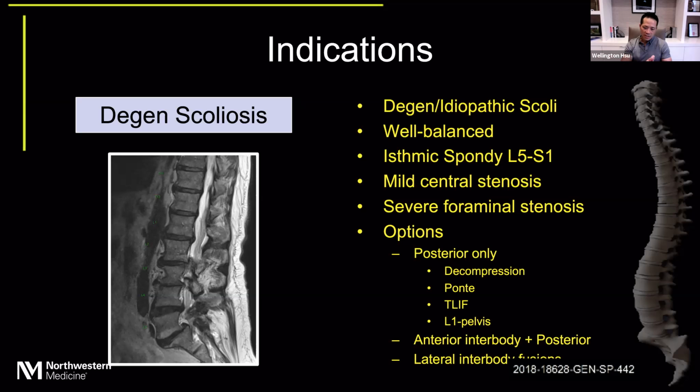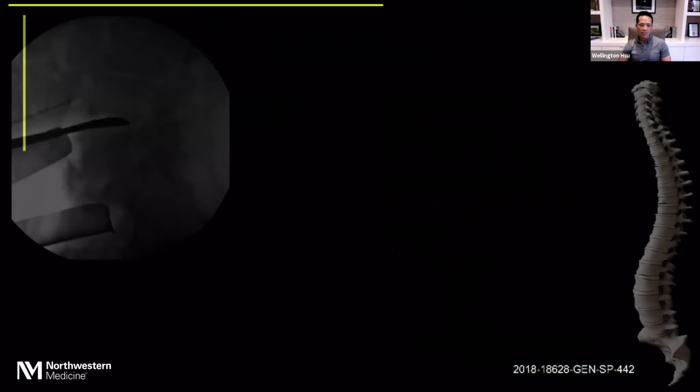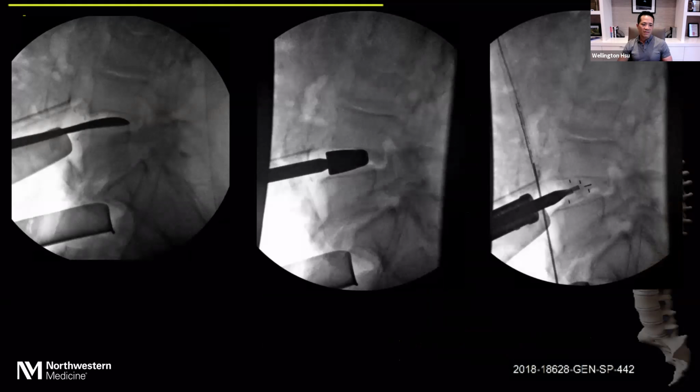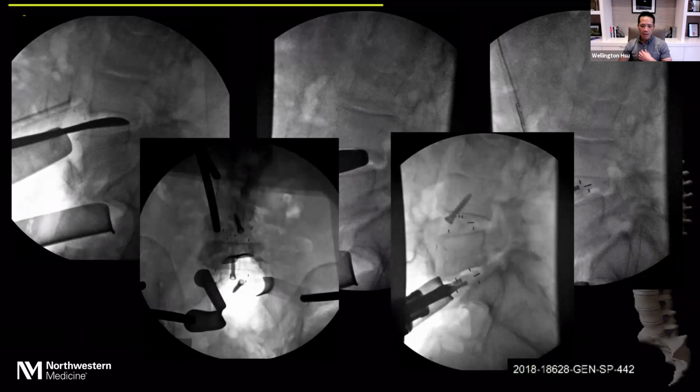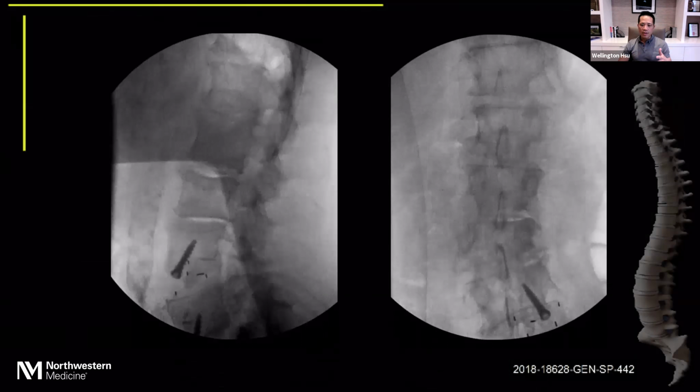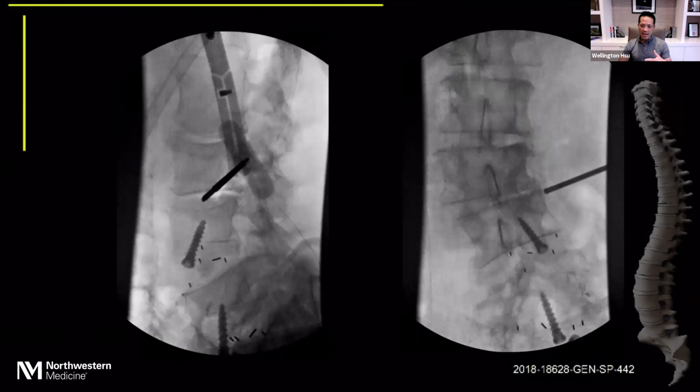So here are your options, many different options, but we chose to go from the front at 4-5 and 5-1. So treating the isthmic spondy, also treating the lordosis, or restoring the lordosis from 4-1, and then later that day going to a lateral approach at 3-4 and 2-3. Now we're correcting the scoliosis because we got to correct that problem.